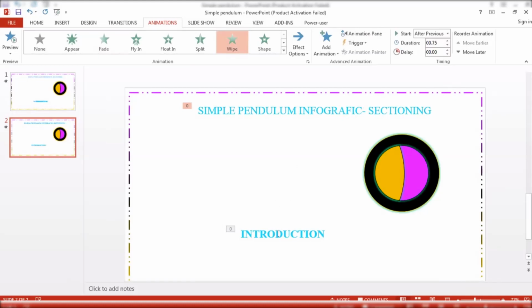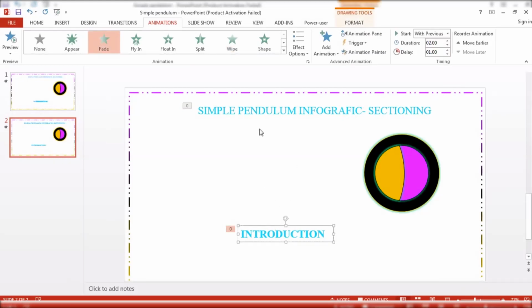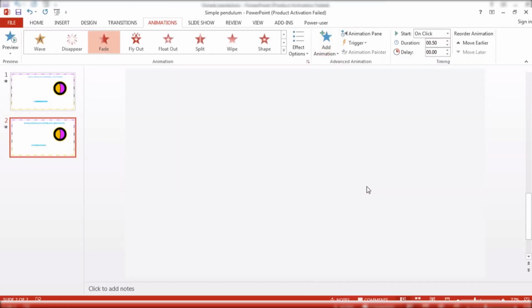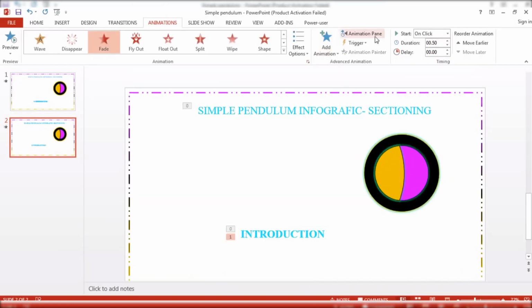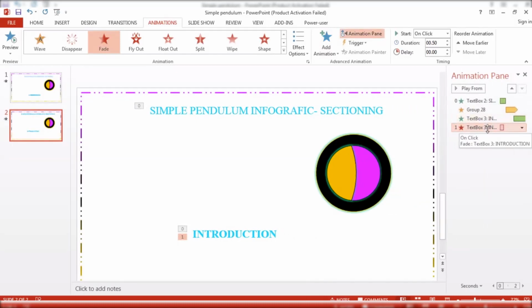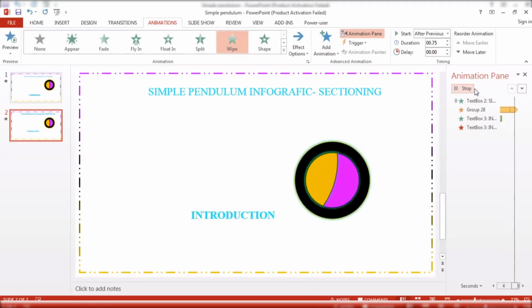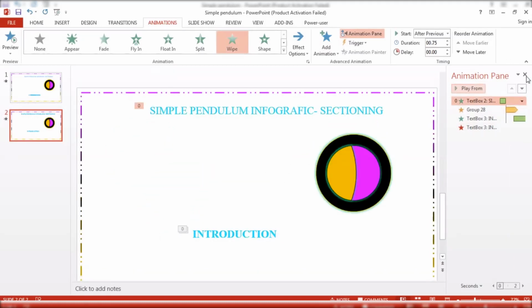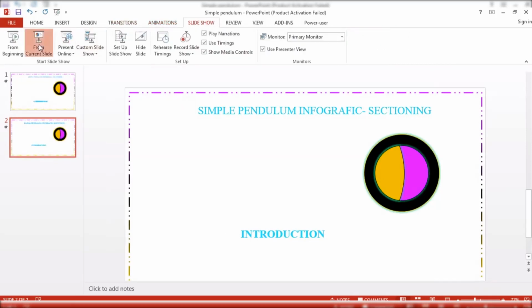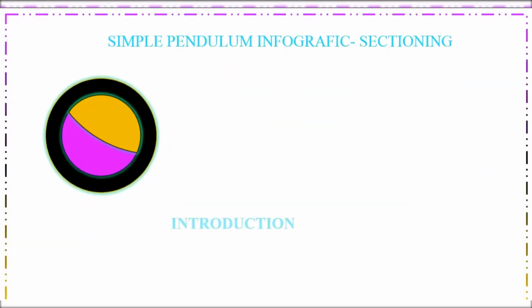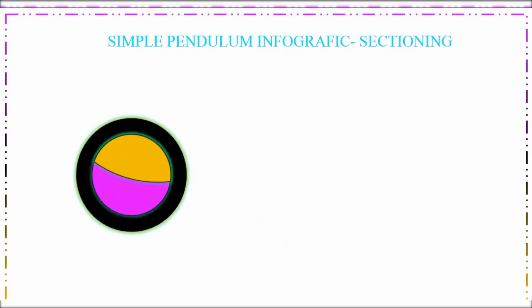Now select that and then add animation and fade out. Okay, now go to the animation pane, select the animation and after previous, delay as 1, duration as 0.01. Okay, play it, title will appear, introduction will appear and then fade out. Okay, close the animation pane and slideshow for better understanding. Okay, disappear. Okay, that's perfect.